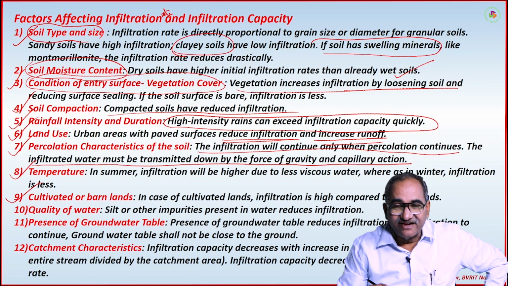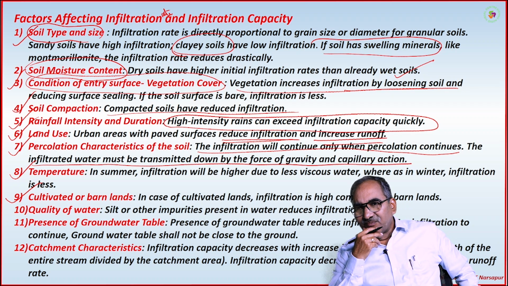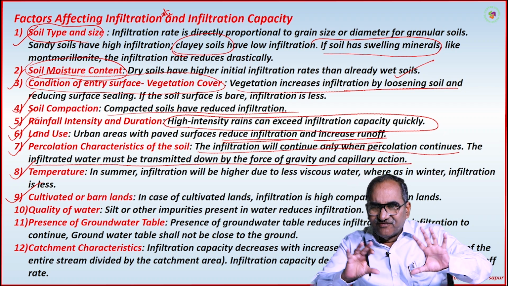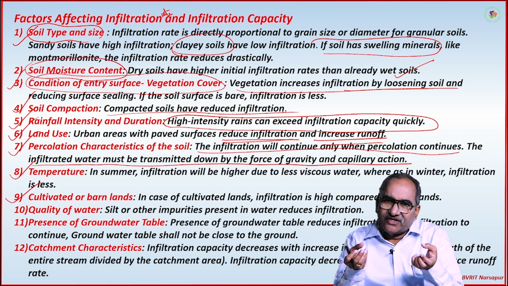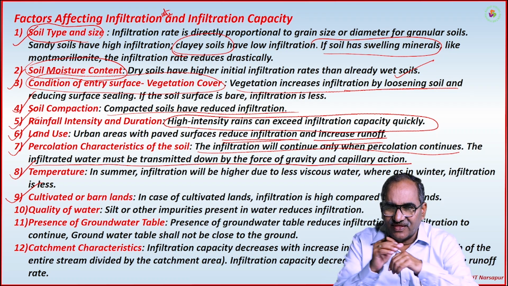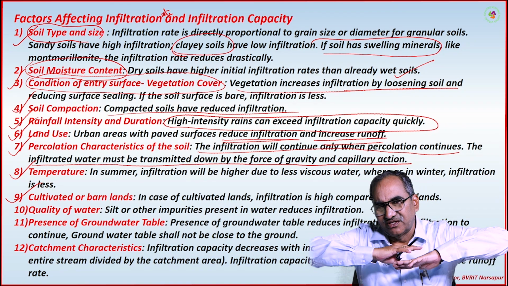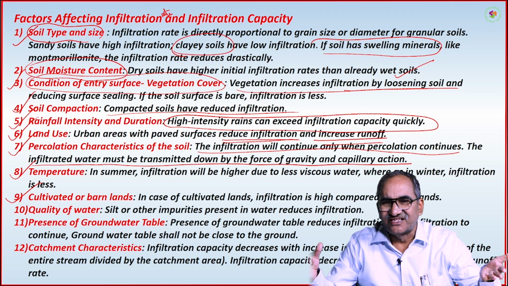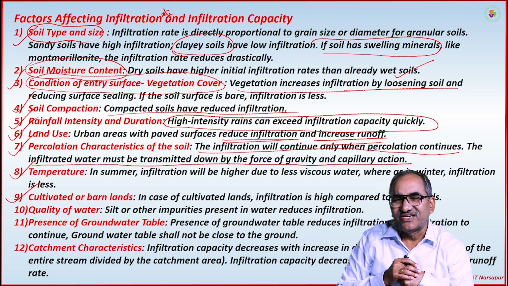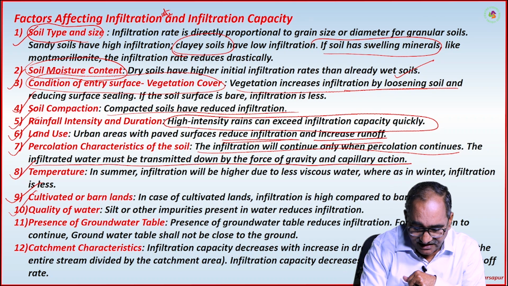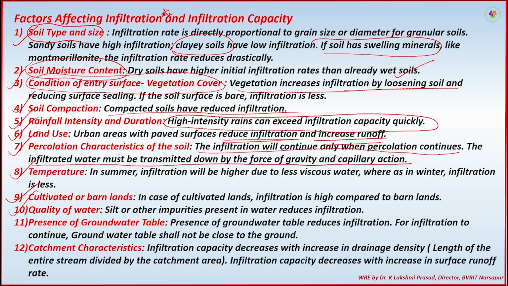And cultivated and barren lands. Just now also I mentioned, if an area is completely cultivated land, meaning a plowed land, naturally the soil is loose, so the infiltration is higher. Whereas barren land means nothing on it, so naturally it is almost like a compacted layer. In such a case, on barren lands, the infiltration rate is less, actually. Then quality of water. For example, if the water presents silt or any impurities, the infiltration reduces, actually.